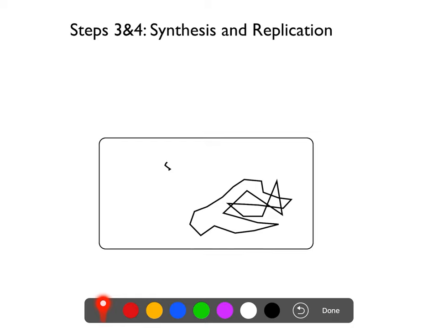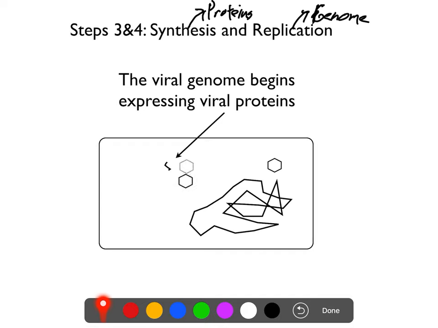Steps three and four take place kind of simultaneously, or at least they overlap significantly. Step three is synthesis, and step four is replication. Specifically, synthesis of proteins and replication of the genome. So that genome is going to code for a whole bunch of viral proteins to get made.